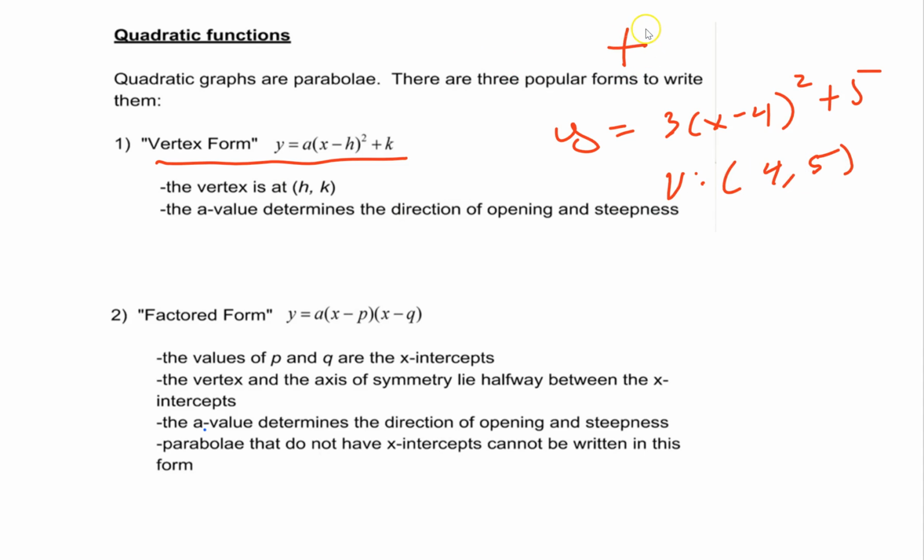And I could graph it super easy. Just go to my vertex, 4, 5. This is a positive A, so that means it opens up. And there's my graph. Right, so A is kind of like the slope, that's a word. Positive goes up, negative goes down. Right? So super basic vertex form.